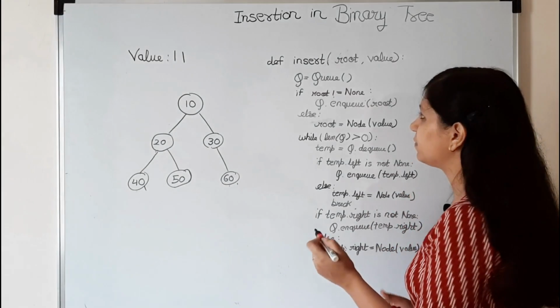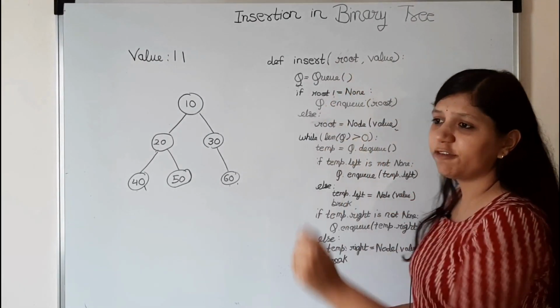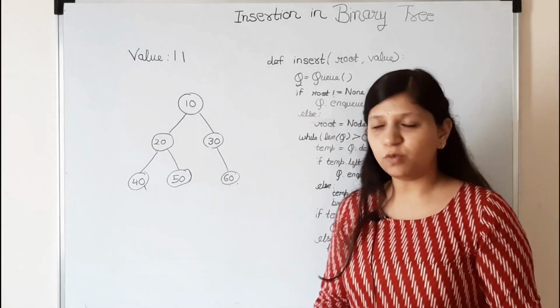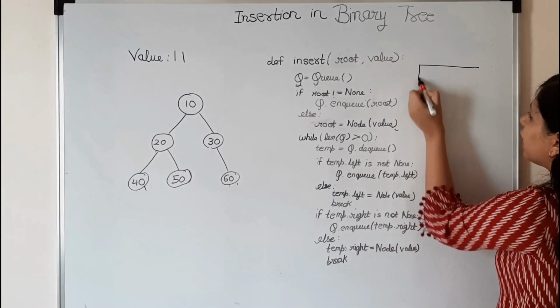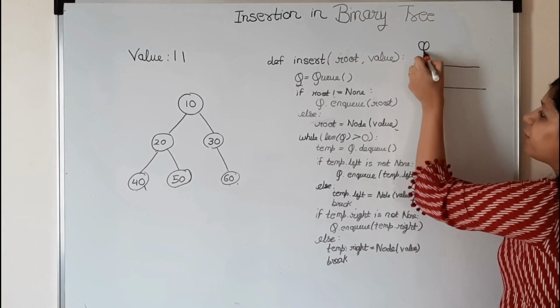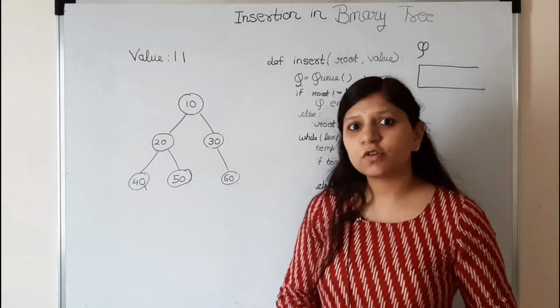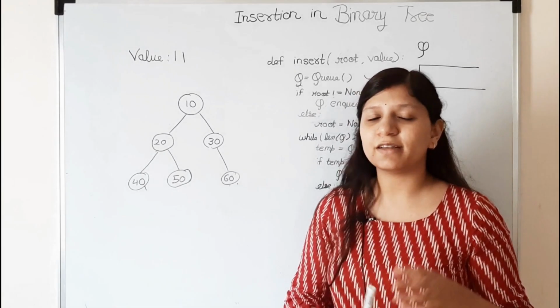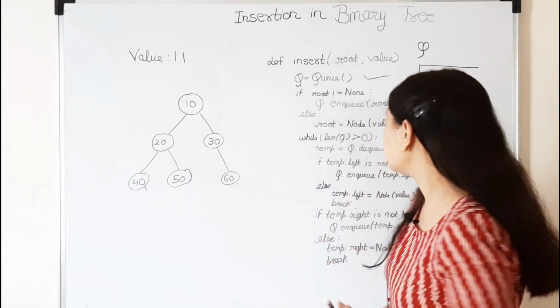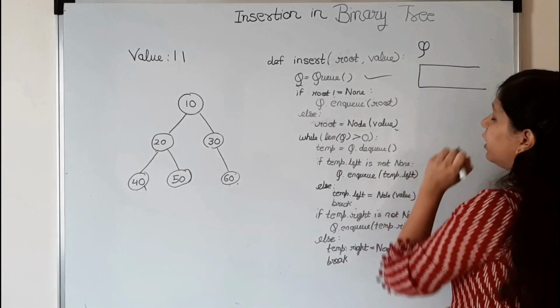So let's start. Firstly, for the level order traversal, we create a queue. So here I'll create a queue. If you're not comfortable with how to create a queue, you can see my tutorial on queue and the implementation of it in Python. So this part is done. You will create a queue.